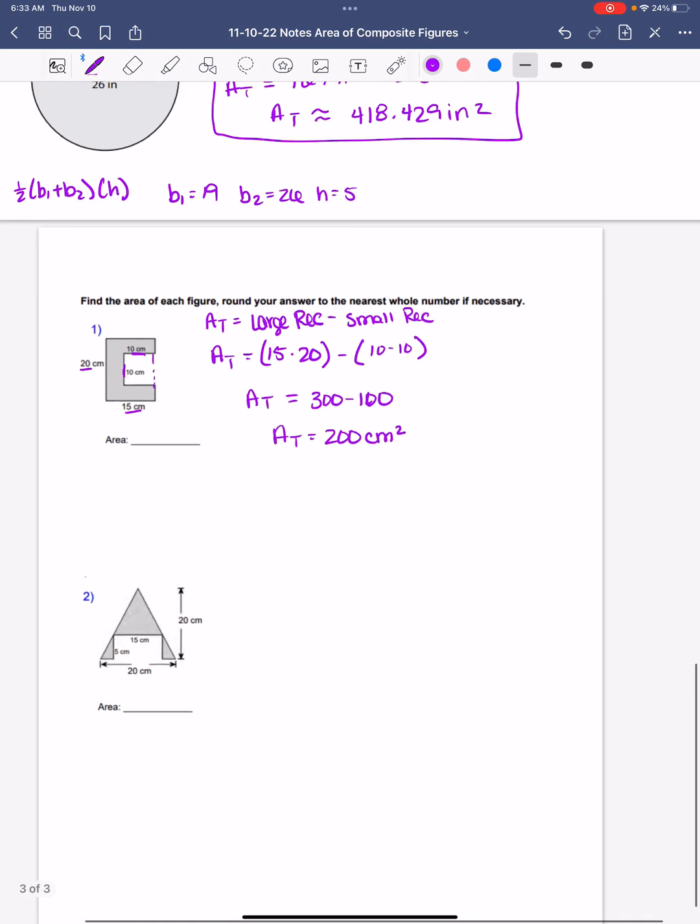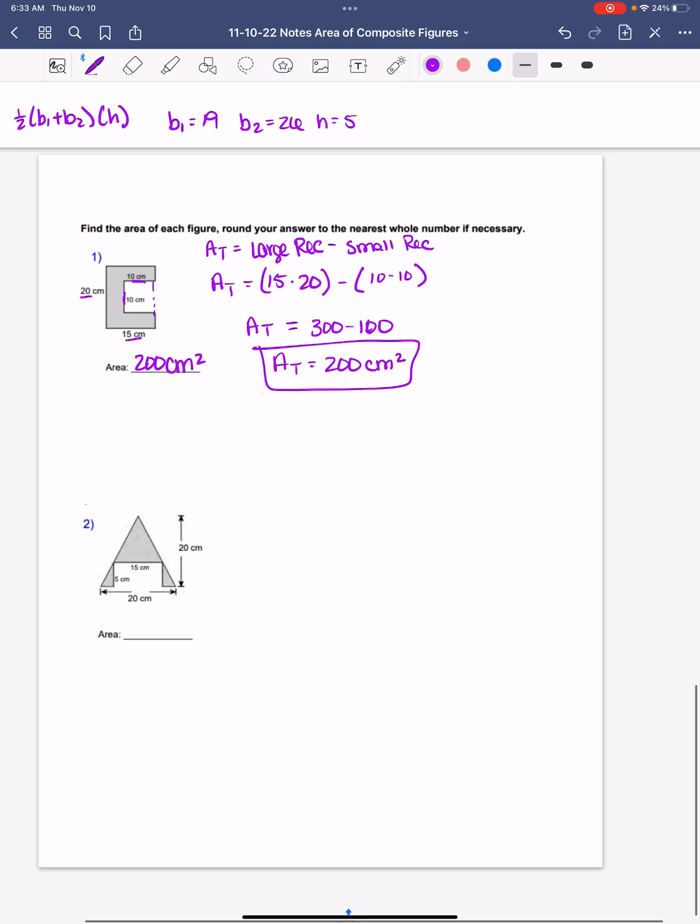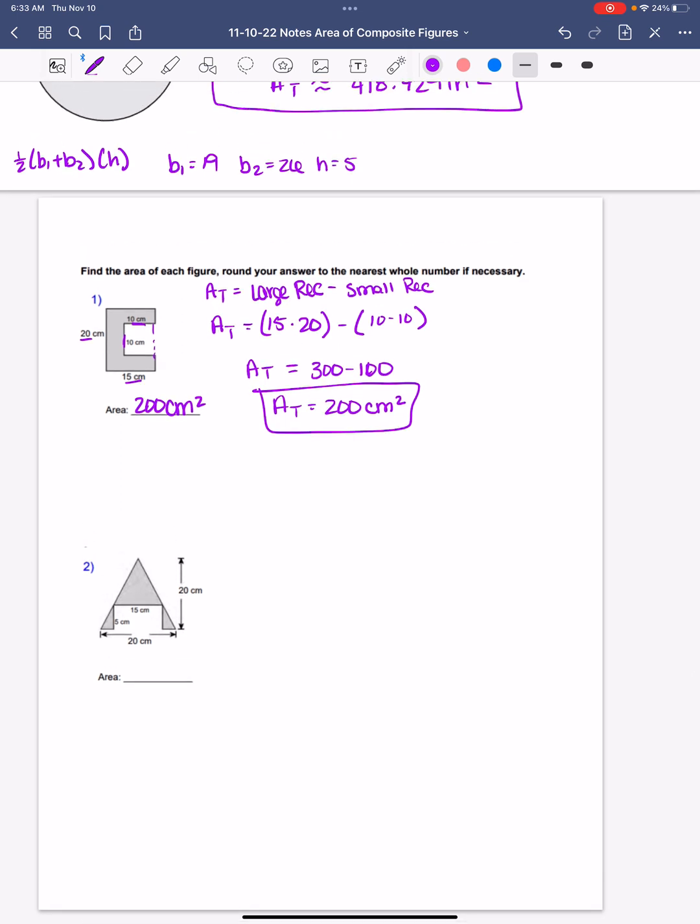I thought I didn't put the square, so this is going to be 200 centimeters squared. Again, take the bigger figure and subtract from it the smaller one that's interrupting it. Okay, guys? And my last example is, again, I have that big triangle, right?